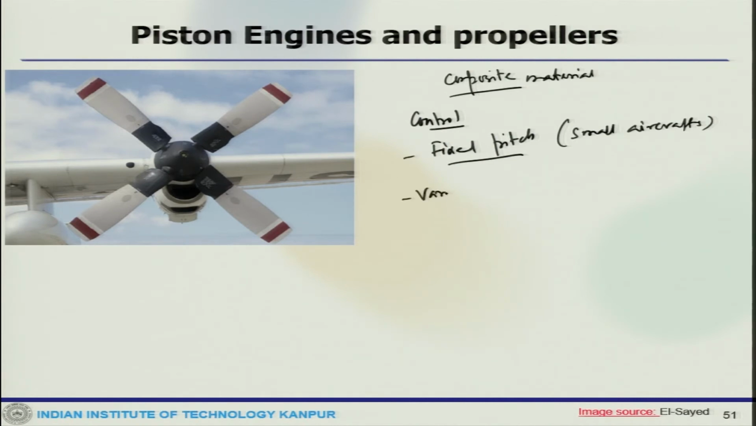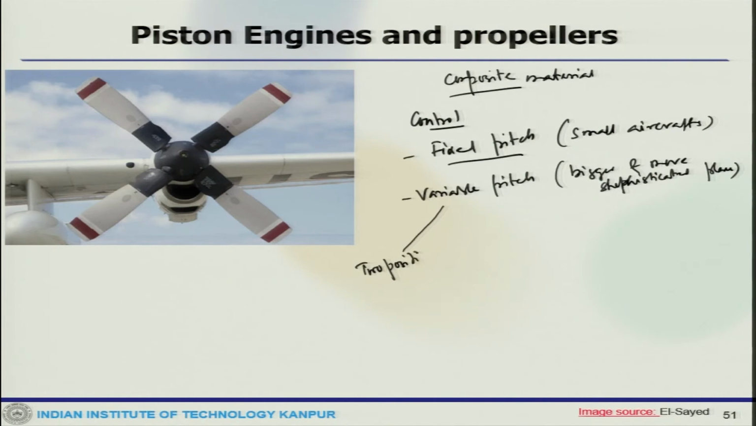Then it could be variable pitch, used on bigger and more sophisticated planes. That means the blades may be rotated about their long axis, and this could again be divided into two subcategories. One is the two position propeller, and another one is the adjustable pitch.